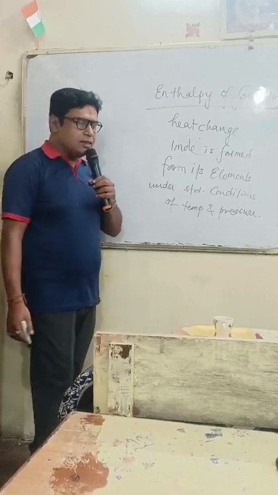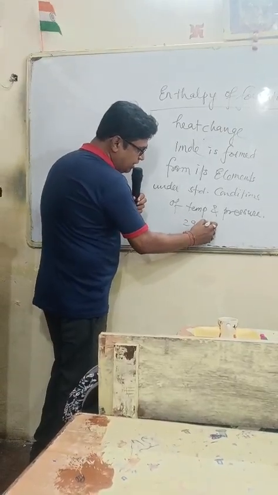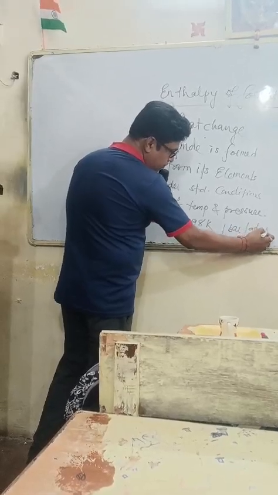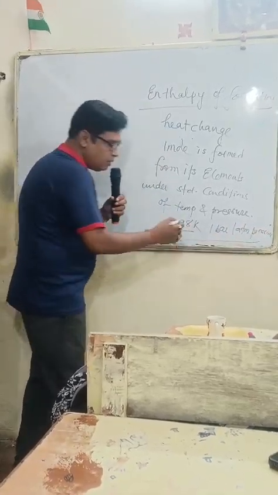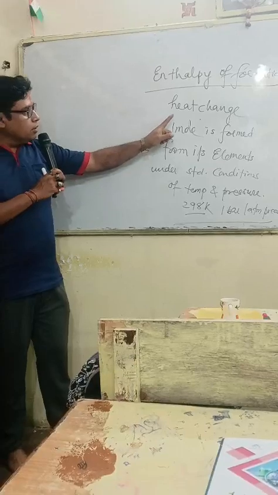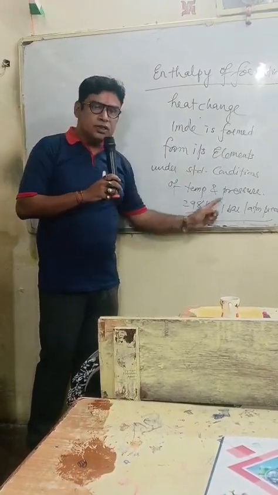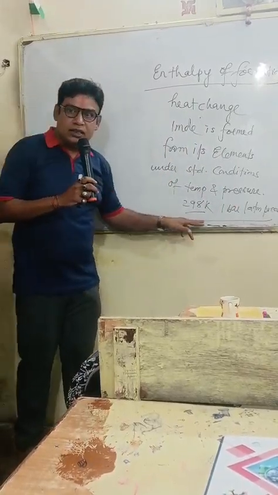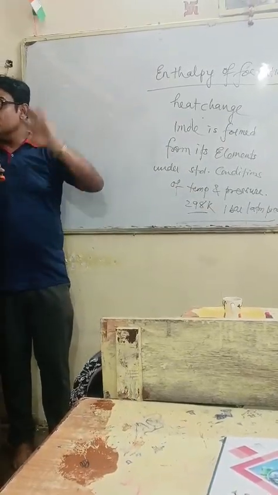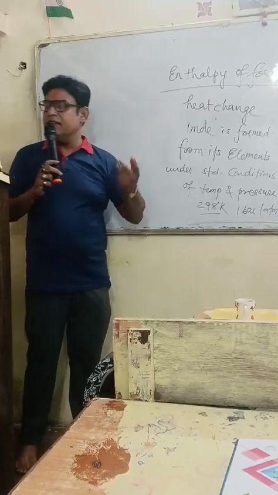Is this clear? Now, which standard condition do we mostly take? Just now I told you: 298 Kelvin temperature and 1 bar or 1 atm pressure. Clear? Standard enthalpy of formation means the heat change when one mole is formed from its elements under standard conditions of temperature and pressure. And the standard condition is 298 Kelvin and 1 bar or 1 atm pressure. Again, the same thing.